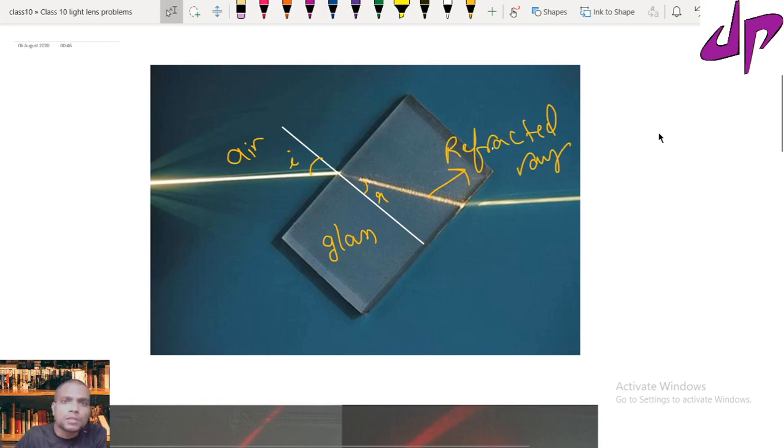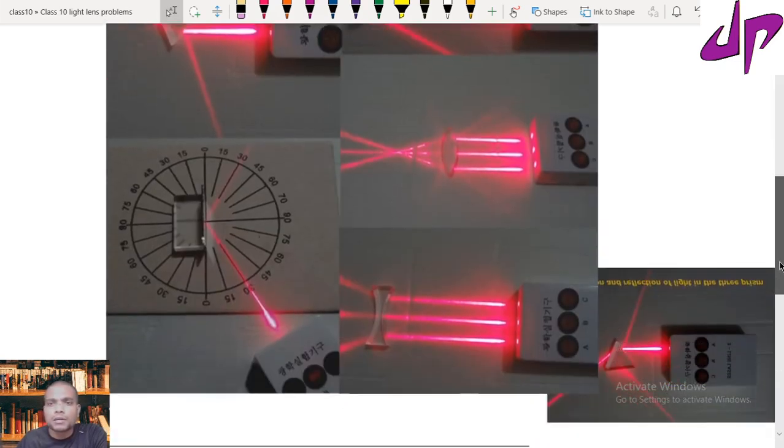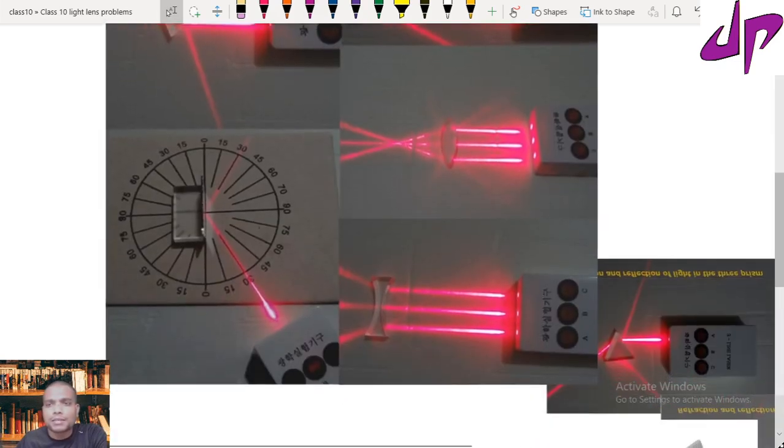Similarly, if you observe, when light is traveling from denser to rarer, suppose you draw one more normal here, when it is coming from glass, so here it is glass to air, again it is bending away from the normal, and the same property we also observed in the lenses.